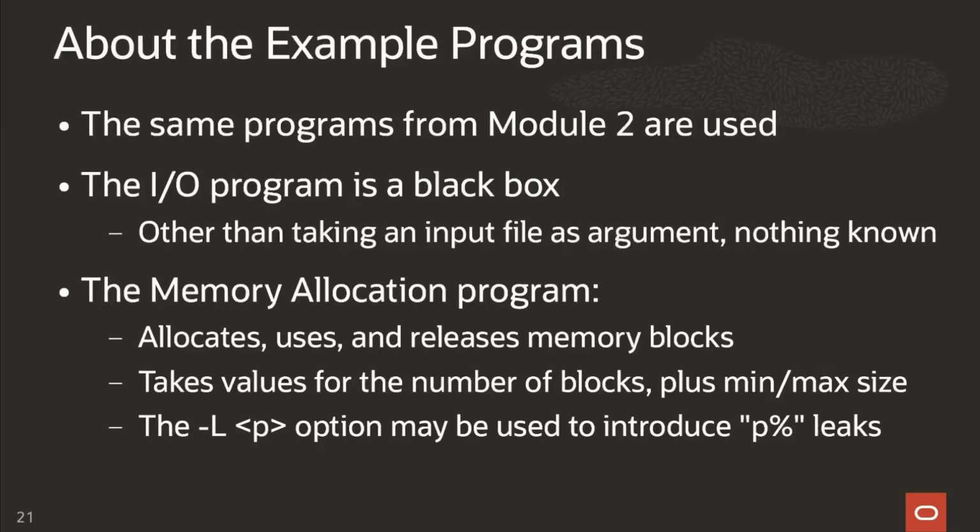There's also a memory allocation program. What it does, it allocates a memory block. It will initialize and use it, and then release that memory block again. The program would take several parameters, including the number of blocks, the minimum and the maximum size, and another option called -L. -L will allow you to introduce memory leaks, because that's the percentage of leaks that you want to have. Let's say you would do -L10. That says I want to have 10% of the memory leaks. In other words, those 10% of the allocations are not freed. And that will allow us to show some more features of DTrace.